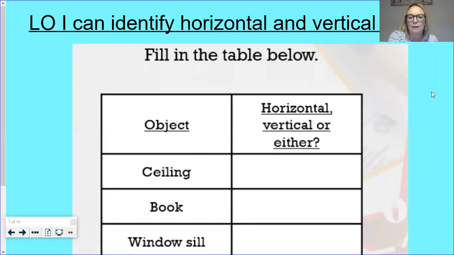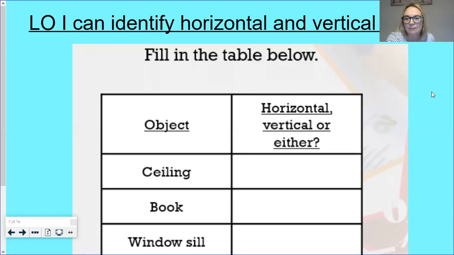Okay, so now I'd like you to look at the table on the screen. Again, you can write something, you can make notes, or you can just think about it or say it. So we've got the objects, we've got the ceiling, a book, and a windowsill. And I want you to think about whether it's a horizontal line, a vertical line, or perhaps it could be either or have both. Okay, so pause the video and have a go at that.